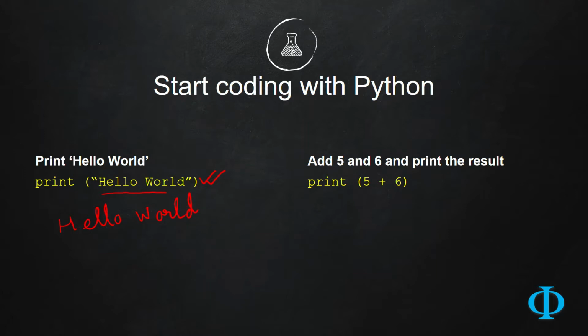Not only that, if you want to do something a little bit more complicated, let's say a very simple arithmetic operation, for example, if you want to add 5 and 6 and print the result, that is also a one line job in Python. Again, you have to write print, and then inside the parenthesis you can simply write 5 plus 6, and this will print 11 on the screen whenever you run the program. So it's extremely easy to start coding with Python. It's a matter of one line of code only.